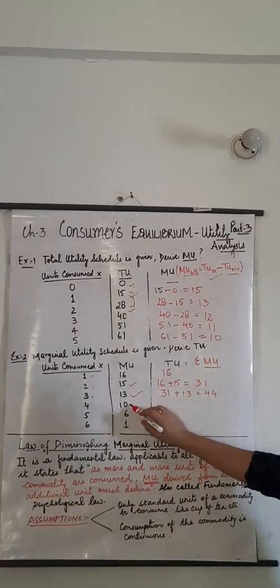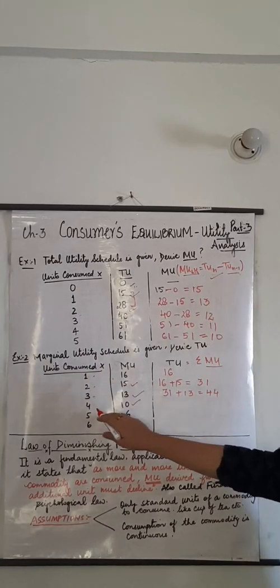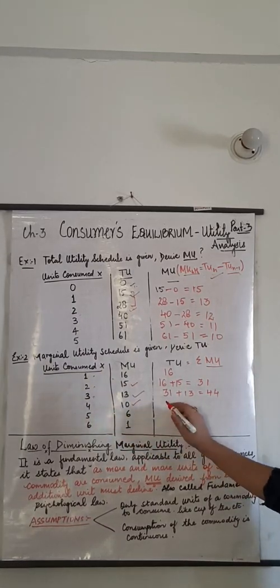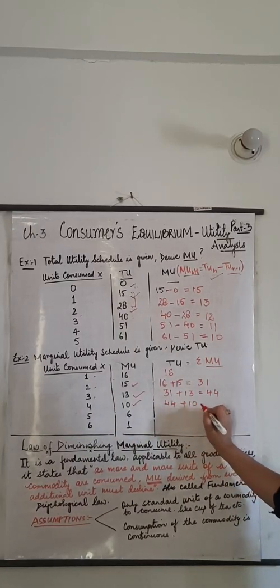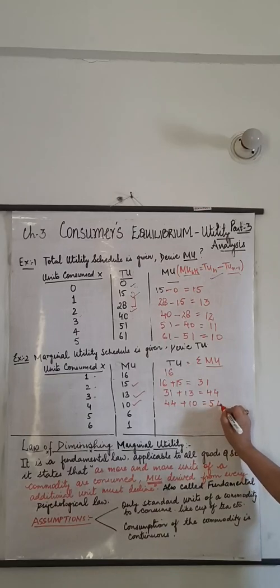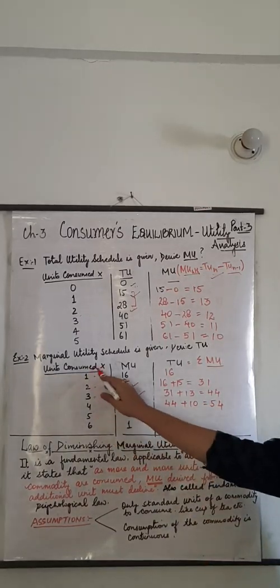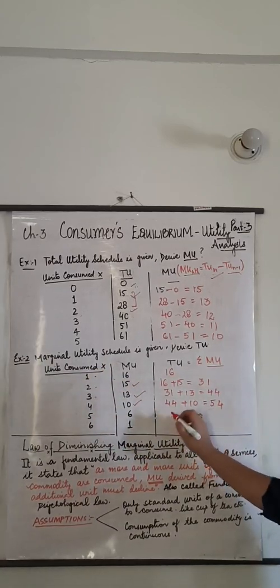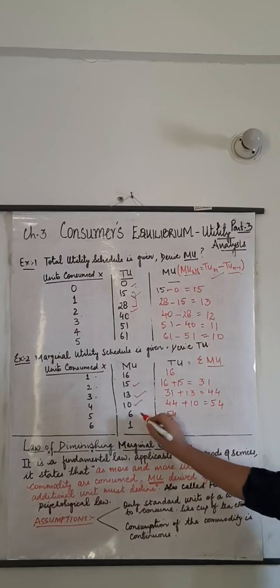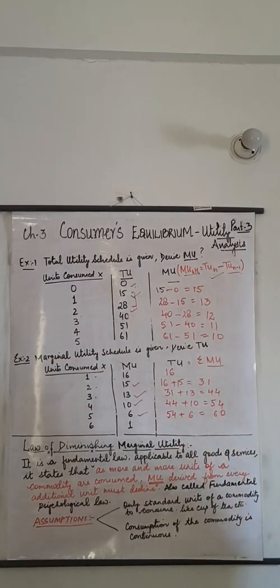Moving ahead, the fourth unit of commodity X is consumed. 4 units are consumed, and MU is 10. So it would be 44 plus 10 equals 54. Now when 5 units of commodity X are being consumed, MU is 6. So here TU would be 54 plus 6, that is 60.